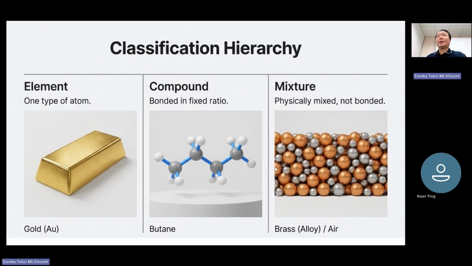Next, classification: elements, compounds, and mixtures. An element refers to just one type of atom. A compound is bonded in a fixed ratio. A mixture is physically mixed but not bonded. The key point for a compound is that it is chemically bonded in a fixed ratio, for example CO2 and H2O. Mixtures are physically mixed and can be separated physically. It's just a normal mixing together.